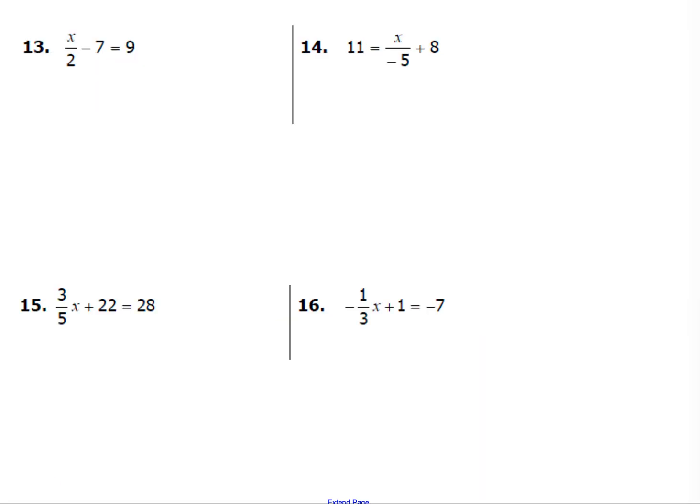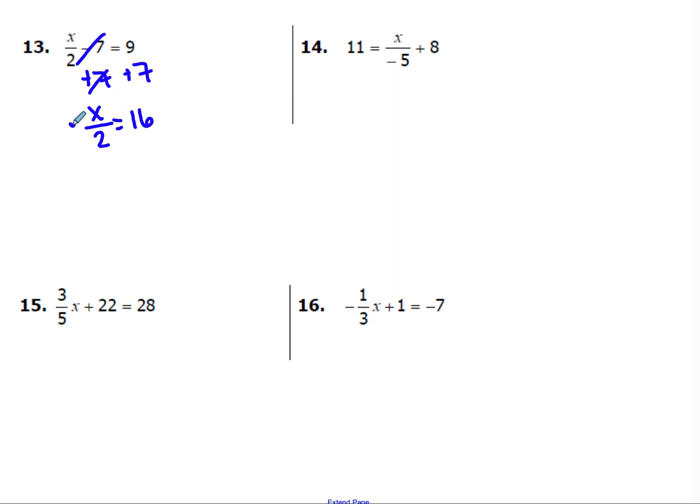All right, let's take a look at a division one. x divided by 2 minus 7 equals 9. This is subtraction. We get rid of it with addition. We always do addition and subtraction first on two-step equations. 7 minus 7 is 0. So now I'm left with x divided by 2 equals 16.